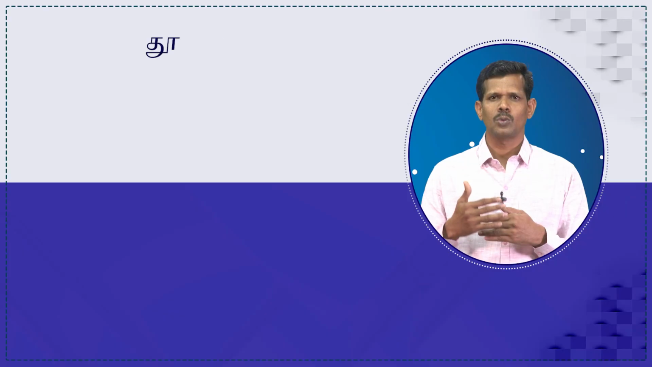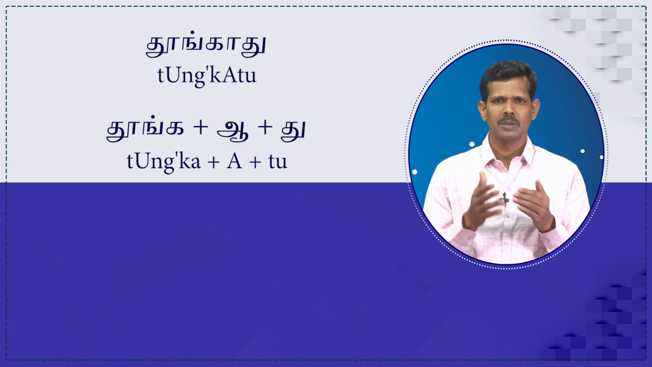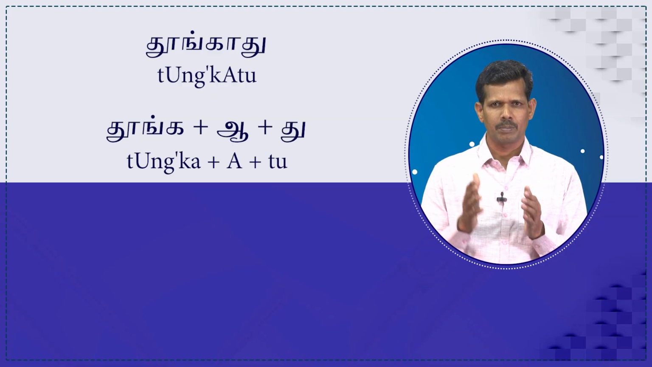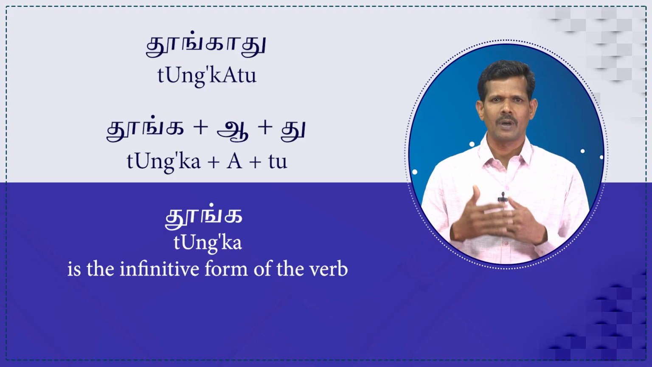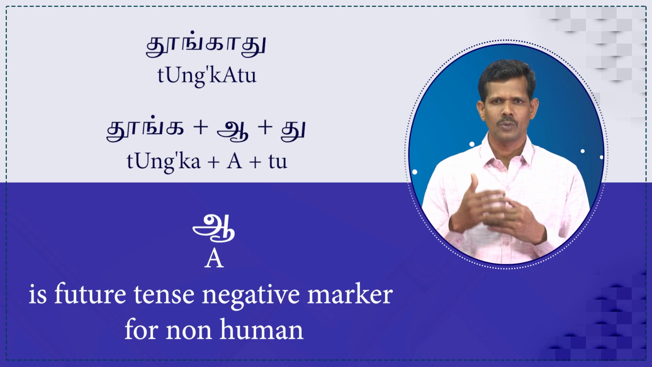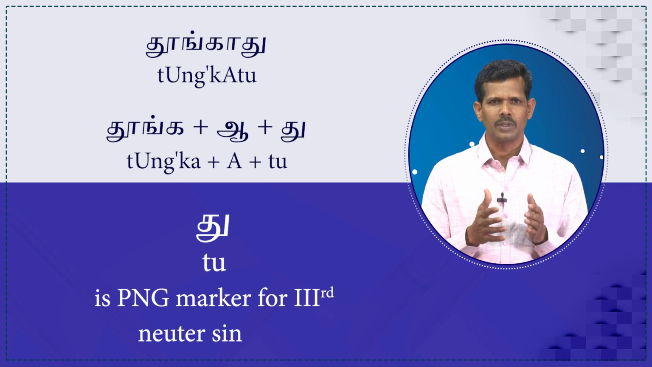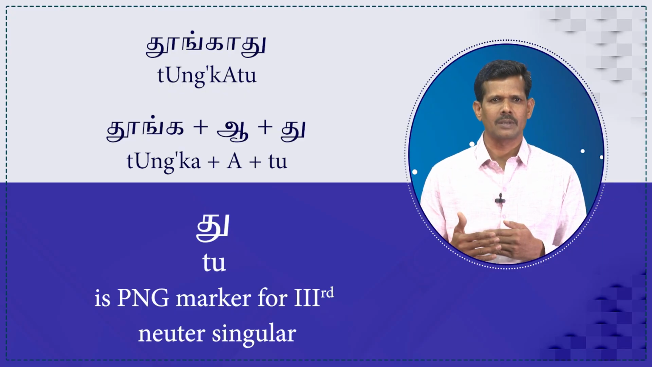Let us see the next example, Thungadu. It is segmented as thunga plus a plus tu. Thunga is the infinitive form of the verb thungu. A is the future negative marker for non-human. Tu is the PNG marker for third person neuter singular.